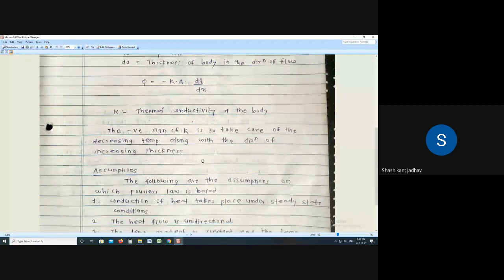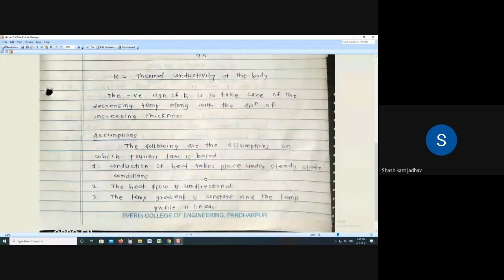So what are the assumptions on which this Fourier's law depends? Write down the assumptions. The following are the assumptions on which Fourier's law is based.